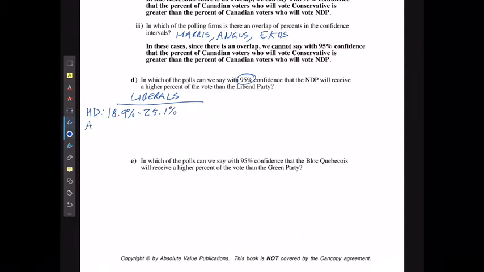For Angus, I get 16.8 to 21.2. For Nanos, I get 19.7 to 25.7. And from Ekos, I get from 19.2 to 22.8.